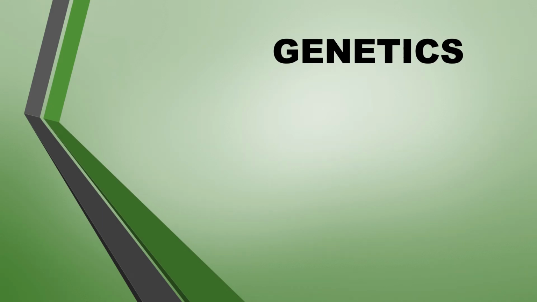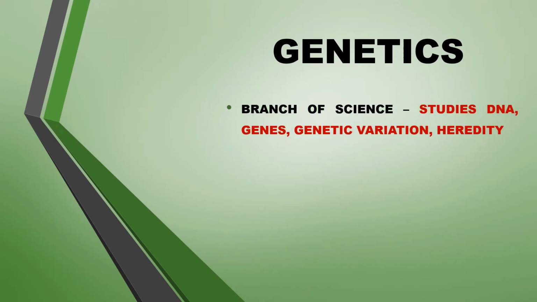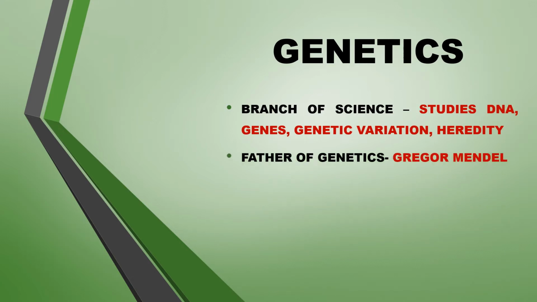What is genetics? It is the branch of science that studies the DNA, genes, genetic variation and heredity in living organisms. DNA is the molecule of heredity and genes are the unit of heredity. The famous inheritance law was formulated by Gregor Mendel, who was given the title Father of Genetics. He was a scientist who came up with his pea experiment to find out and prove the meaning of heredity.